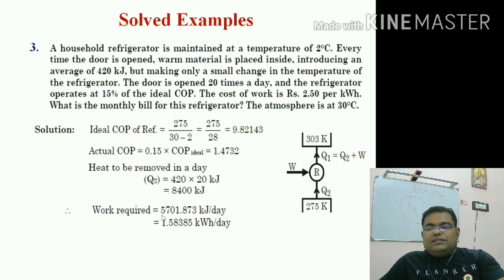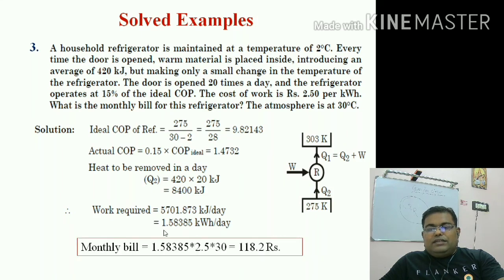That will give us this one, kilojoule per day, and that can be converted into kilowatt hour by dividing by 3600. So we can get this one, 1.5835 kilowatt hour per day. So monthly bill is 2.50 per kilowatt hour. So we can multiply by 2.5 into 30 days, right? This is for one day. So for 30 days we can get 118.2 rupees as a monthly bill, right?